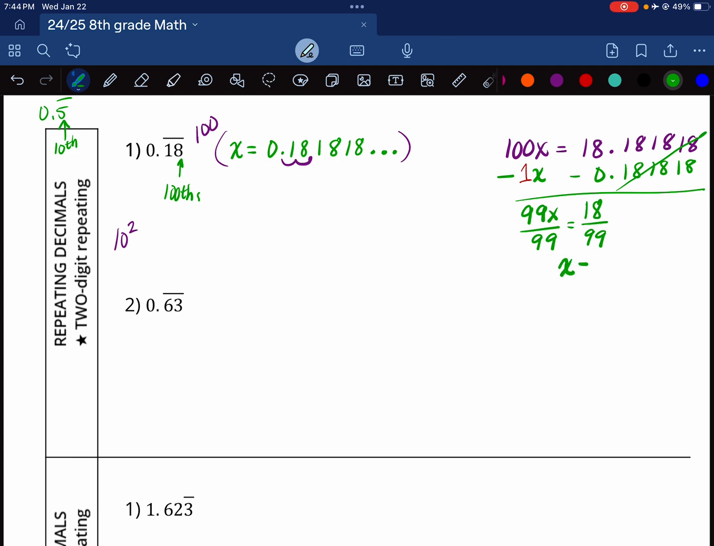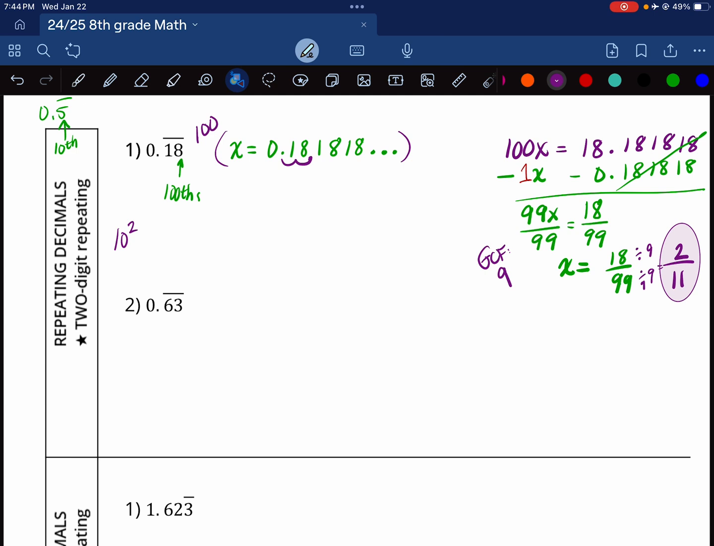Okay, go ahead and simplify. So x equals 18 over 99. Can I simplify this? What is my greatest common factor? Well, my greatest common factor is 9. So we're going to divide both sides by 9. 18 divided by 9 is 2, and 99 divided by 9 is 11. So there is our solution.